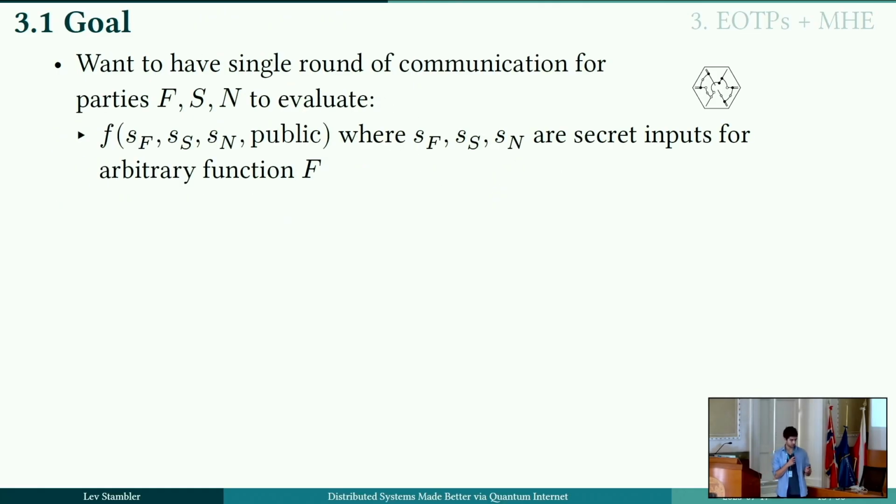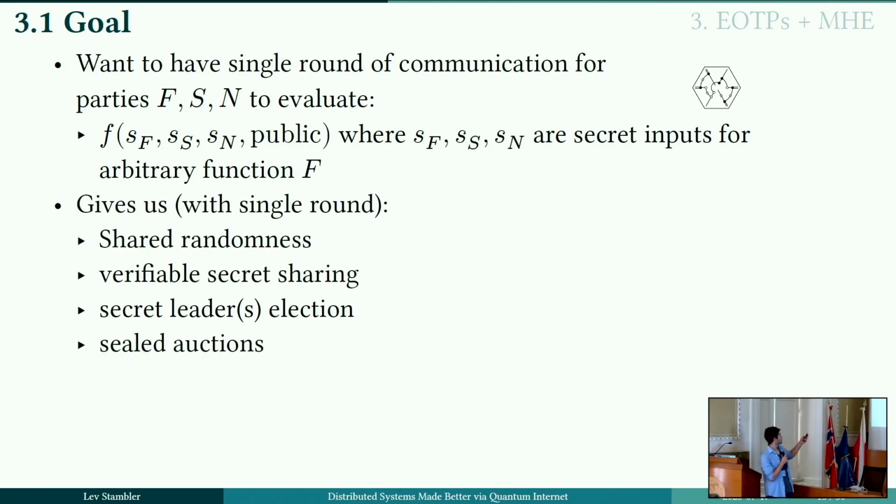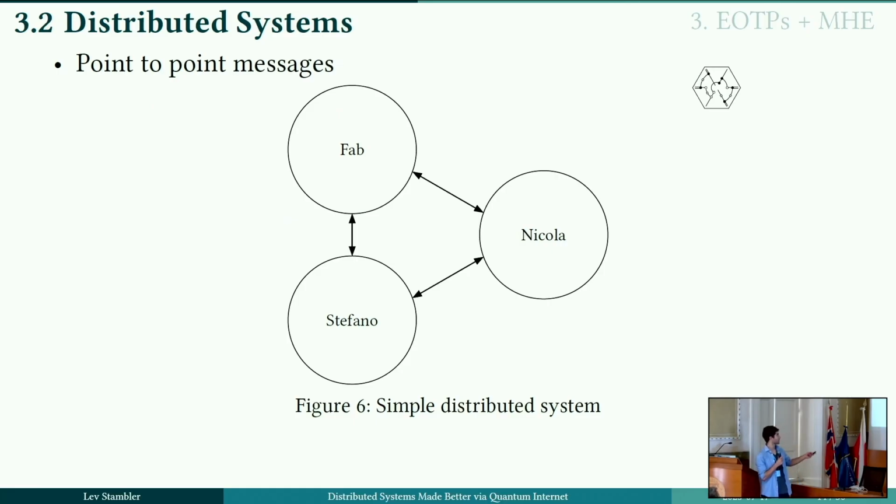Okay. So we're going to have some function f, and we're going to have three parties, Fabrizio, Stefano, and Nicola. F, S, and N, these capitals. And they're all going to have their own secrets. And we want to get it so that all three parties are going to evaluate f on their secrets and some publicly known input. And as we'll show later, this will give us all sorts of different applications. But importantly, this has to be done in one round of broadcasts. So the model is we're going to have all three parties communicating with each other. They're going to talk once and then drop offline.